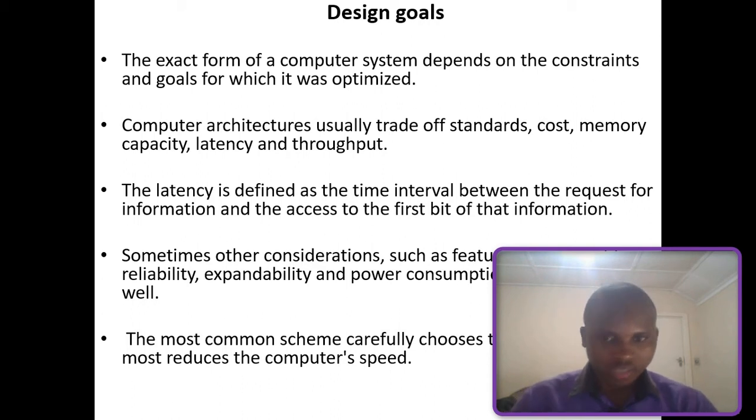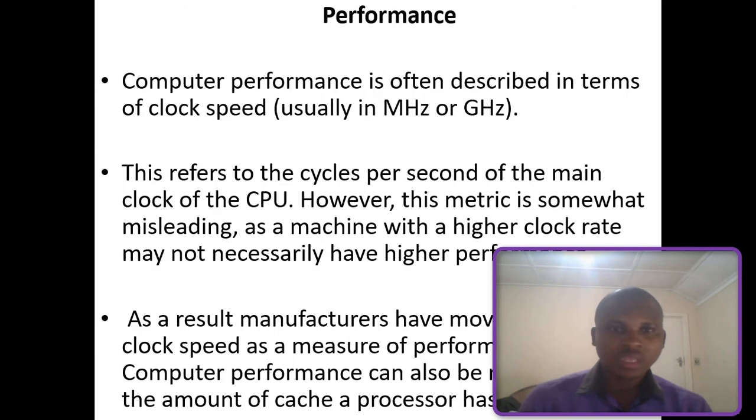And also, guys, here I'm going to explain on each of the power consumption. So the most common scheme: carefully choose the bottleneck that most reduces the computer speed. And then here, guys, we've got performance. As a design goes, guys, computer performance is often described in terms of clock speed, usually in megahertz or gigahertz. Okay, this one is the performance.